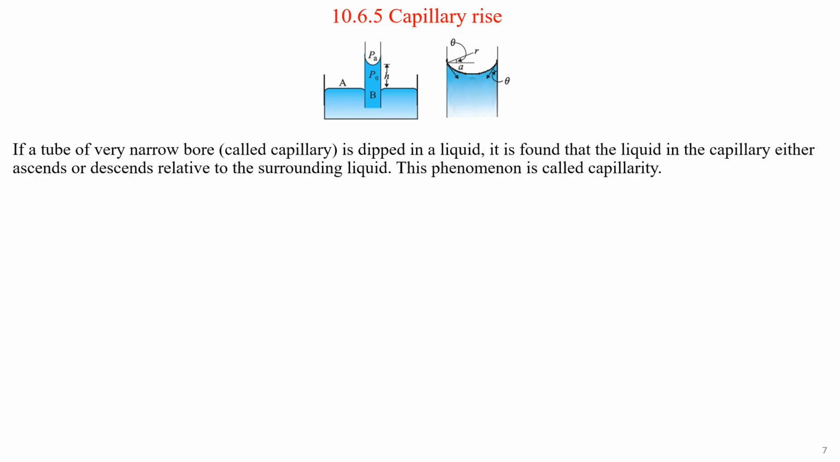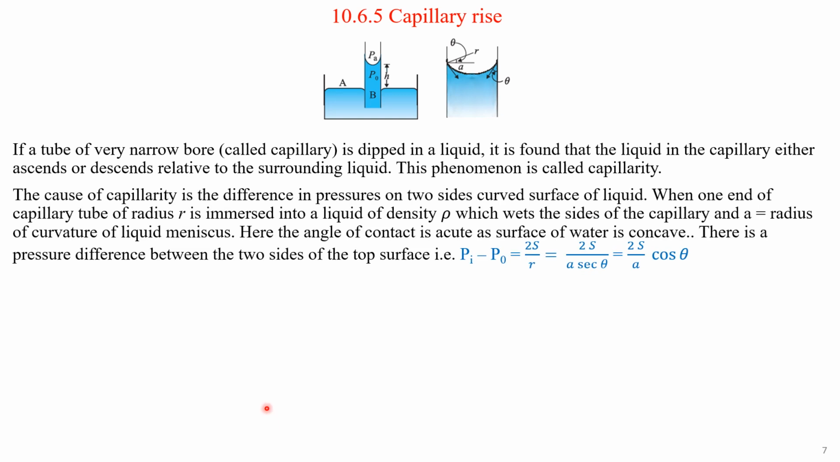So if the tube is very narrow, called capillary, and is dipped in a liquid, it is found that the liquid in the capillary either ascends, that is increases, or descends, or decreases relative to the surrounding liquid. This phenomenon is called capillarity. The cause of capillarity is the difference in pressures on two sides of the curved surface of the liquid.